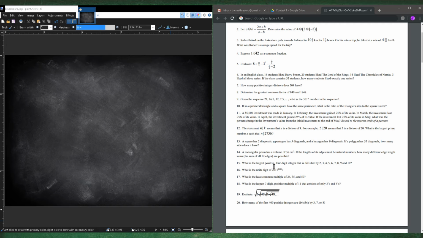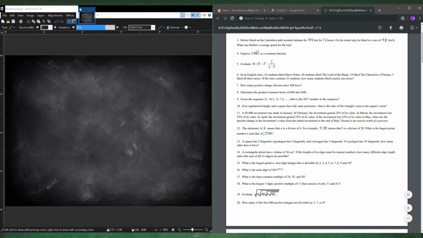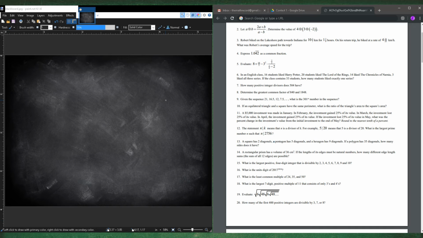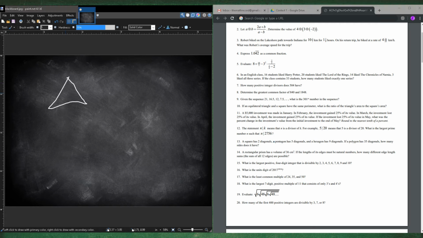Question 10, we're halfway through right now. If an equilateral triangle and a square have the same perimeter, what is the ratio of the triangle's area to the square's area? So let's draw the shapes out. We have an equilateral triangle and a square. They have the same perimeter. Let's label each side of the triangle as x. So the perimeter is 3x.